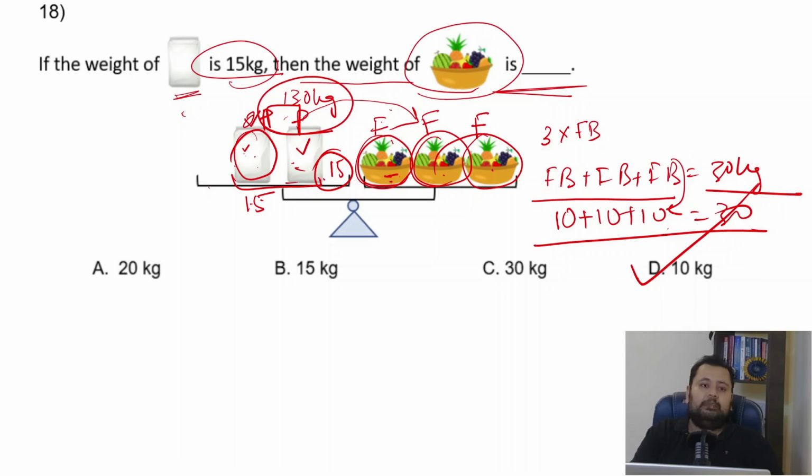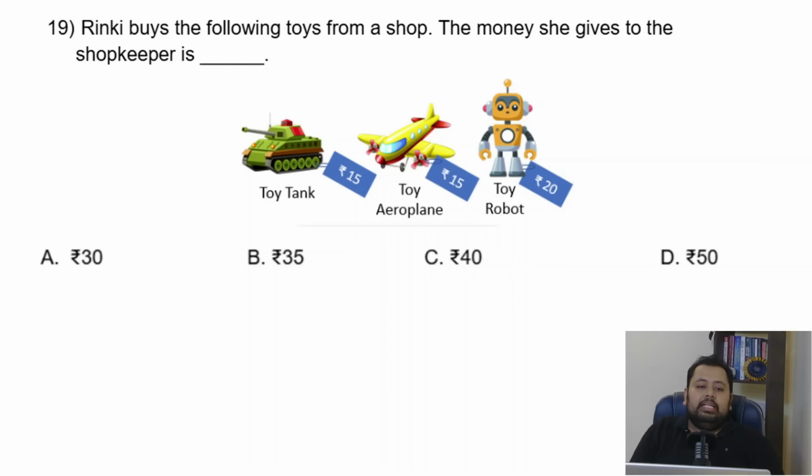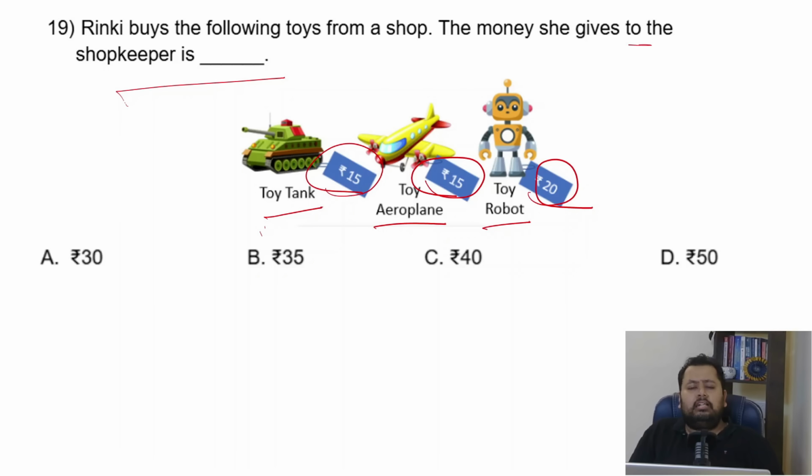Now we move to question number 19. Rinky buys the following toys from a shop. Rinky buys a toy tank, which is rupees 15, a toy aeroplane, which costs rupees 15, a toy robot, which costs rupees 20. The money she gives to the shopkeeper is dash. Nothing but a simple summation, right? She buys three things, one rupees 15, another one rupees 15, another one rupees 20. Pause the video, solve it first, and then look at the solution.